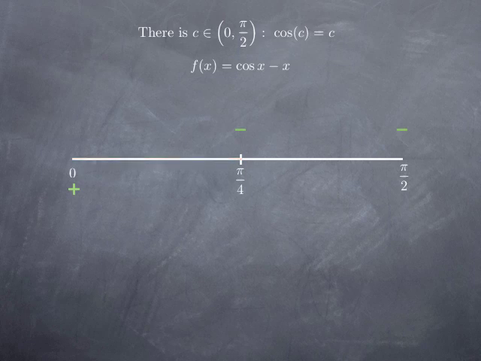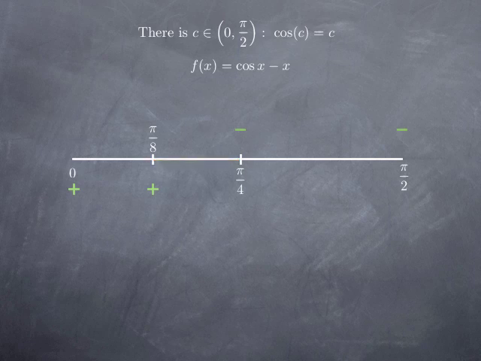If we want to do better, we can iterate this process. Take the midpoint, pi over 8, evaluate the function at pi over 8. We see that the function is positive at pi over 8. And that tells us that the 0 of f that we're looking for is in fact in this half of the interval 0, pi over 4. This process again can be iterated.